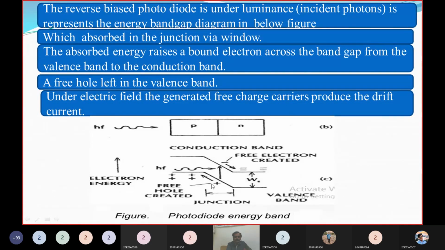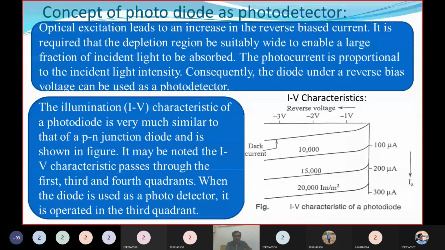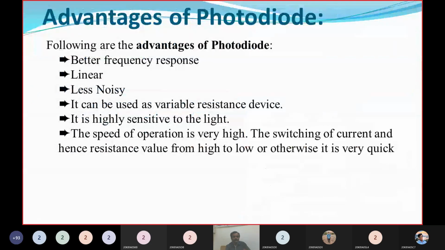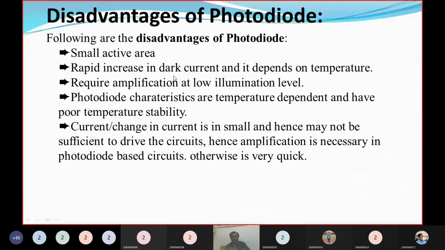Light is absorbed in this region only, and electron hole pairs will be generated in this region only. That's why, in case of a normal PN junction photodiode, the width of the depletion layer will be small. Next point: rapid increase in dark current, which depends on the temperature.